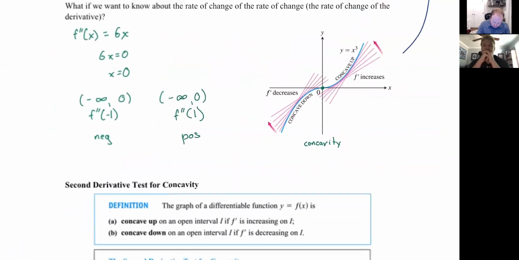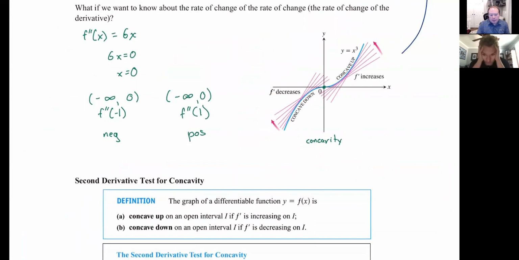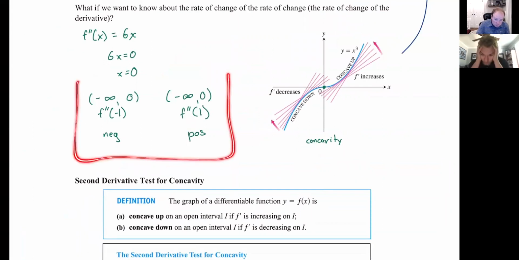So of course, this process right here, which we'll now make formal, is known as the second derivative test for concavity.